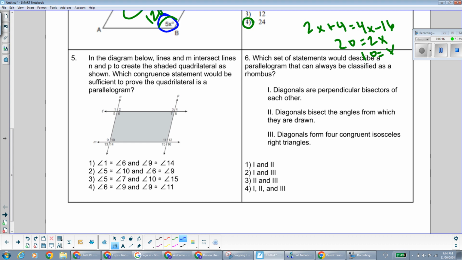We need to pick the statement that's going to prove that the quadrilateral is a parallelogram. Answer choice 1, angle 1 congruent to angle 6, and angle 9 congruent to angle 14. Those are vertical angles, and I don't think that justifies why we have a parallelogram. I'm not getting any information here.